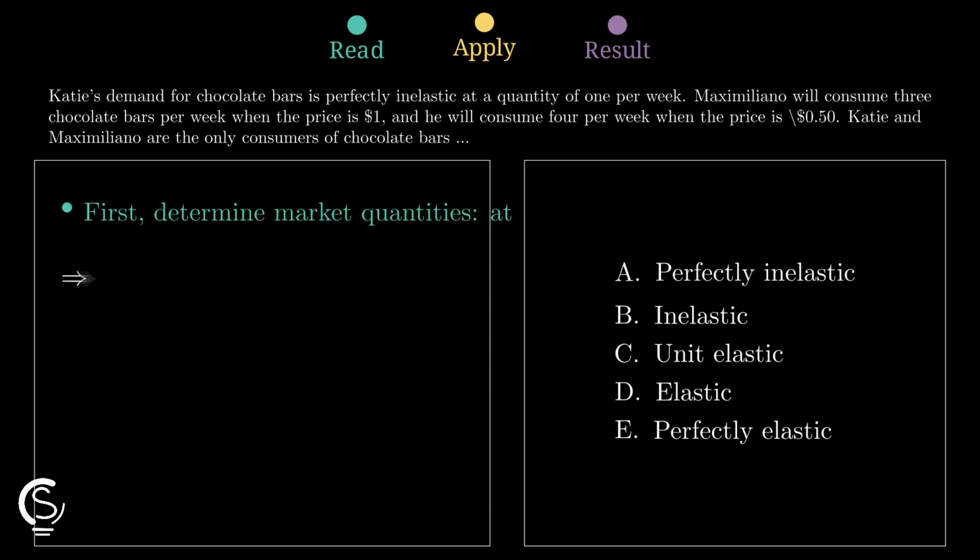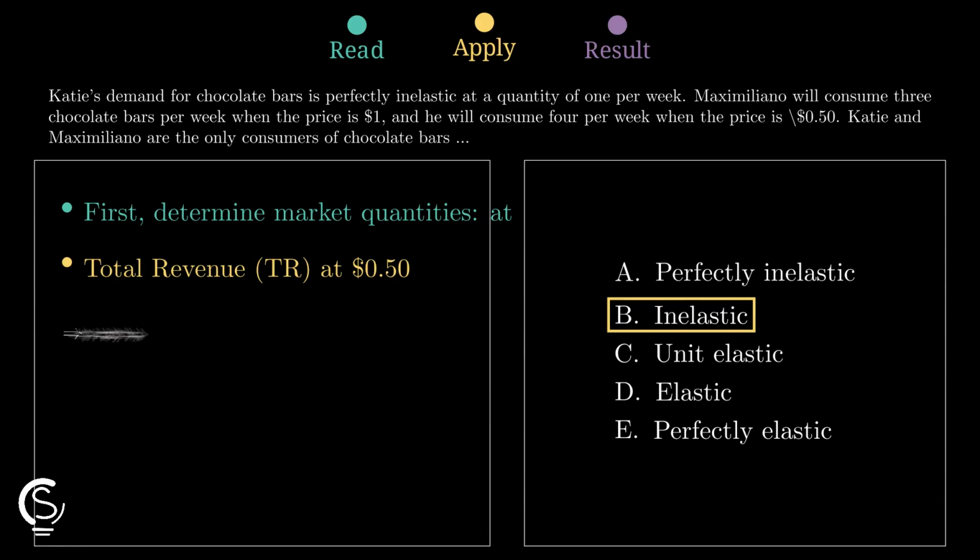Since total revenue and price move in the same direction, the demand must be inelastic. This confirms that option B is our correct choice today.